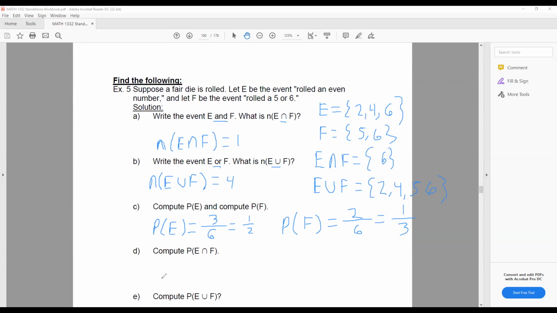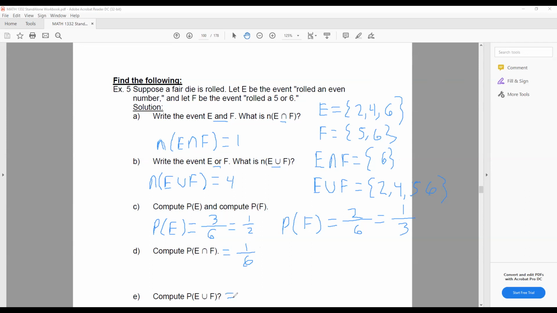Now, what is the probability of having an even number and a 5 or 6, so probability of E and F, right? That would only leave this option here. So there's only 1 out of 6, right?